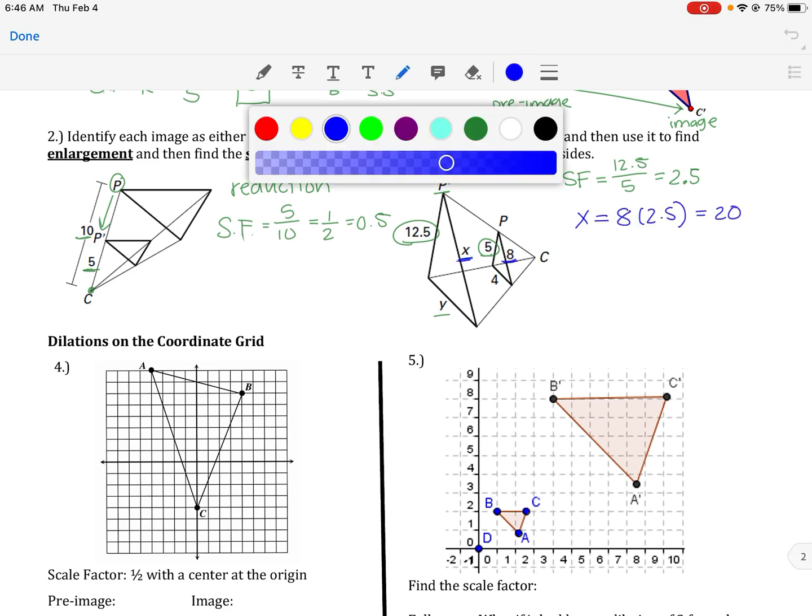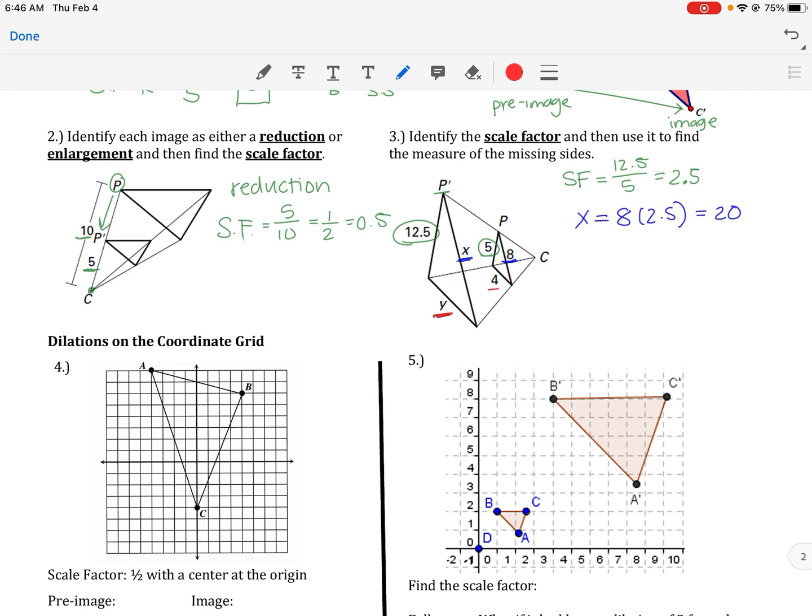Okay, then if I do a similar thing for y, as we take a look at y, we're doing y compared to 4. So doing 4 times 2.5 is 10. So notice there, we've got the three things that it asked for, right? It asked for the missing sides. We've got x and y, and it asked us for a scale factor.